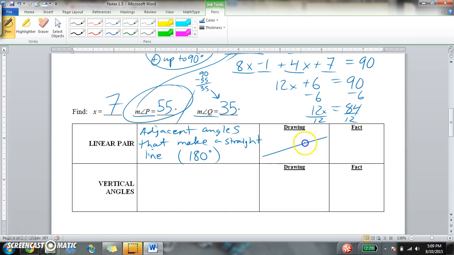So a drawing of what this would look like is if we had a line like this, and then we had another ray cutting that line to make two angles, angle 1 and angle 2.